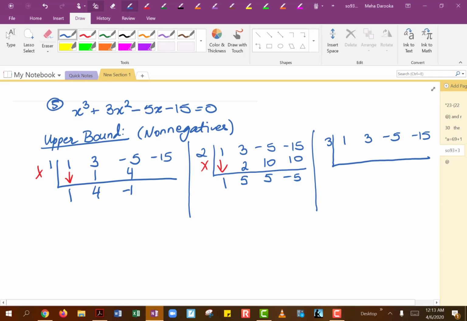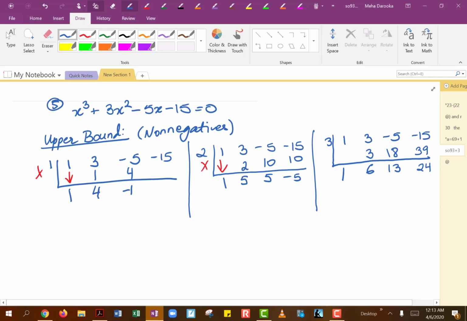So again, that first one comes down as it is. 1 times 3 is 3. 3 plus 3 is 6. 6 times 3 is 18. 18 minus 5, let's see, will be +13. And then 13 times 3 is 39, okay? And then from 39, we will be subtracting 15. So that's going to be 24.